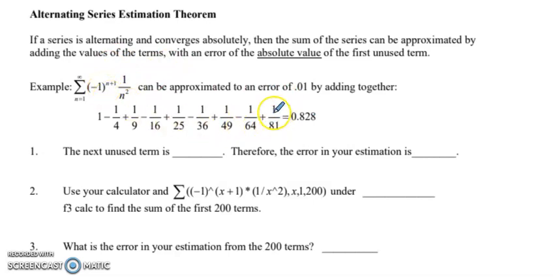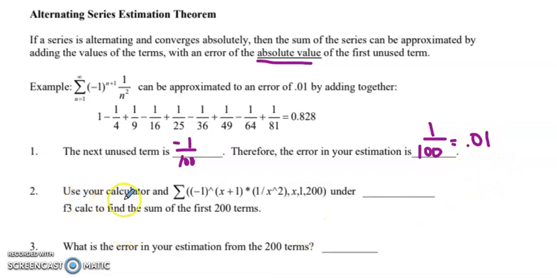The first term that I haven't used is going to be the n equals 10 term, which is 1 over 100. In fact, it's a negative 1 over 100 because my alternator goes positive, negative, and the last term I had was addition, so the next term would be subtraction. So this is the first term I haven't used. Remember that the maximum error in the estimation is the absolute value of the first unused term, which is 1 over 100, or 0.01.